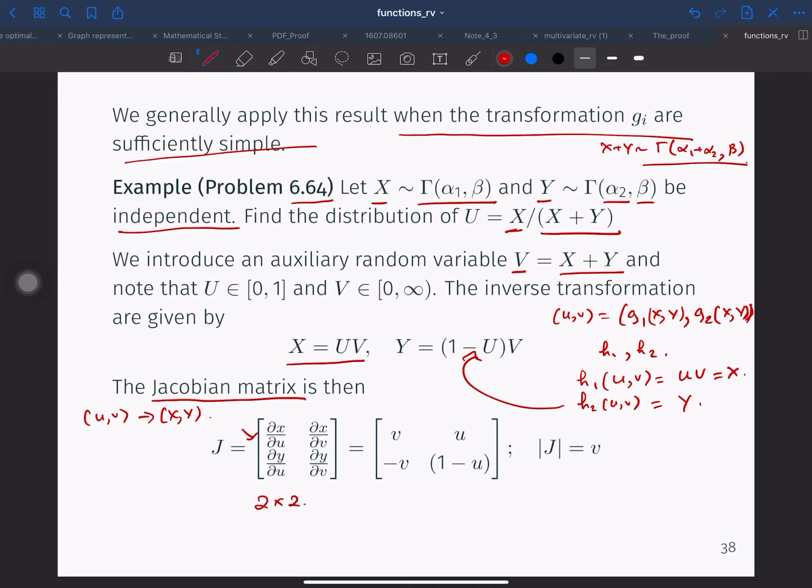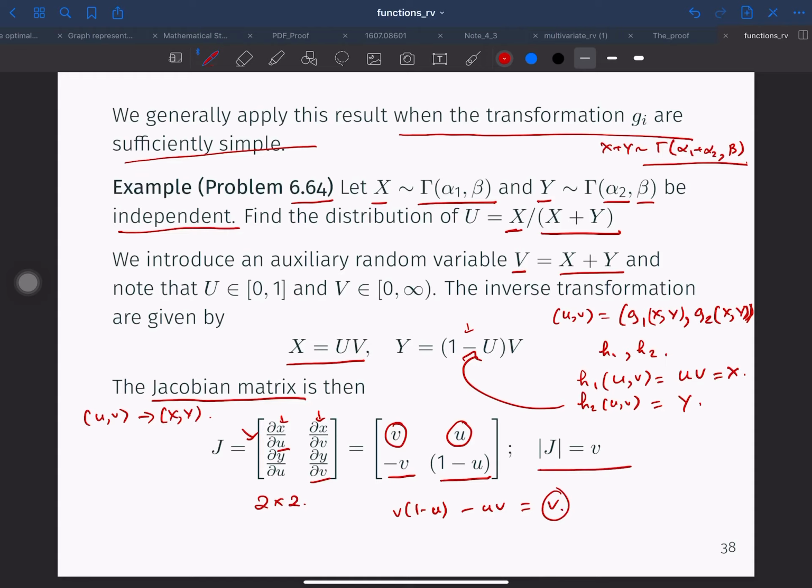The Jacobian matrix, as we defined, is simply given by this 2 by 2 matrix of partial derivatives. The derivative of X with respect to U is simply V. The derivative of X with respect to V is simply U. For Y with respect to U, that is minus V. And Y with respect to V is 1 minus U. Therefore, the determinant is V times (1 minus U) plus UV, which is just going to be V. So the absolute value of the determinant is equal to V.